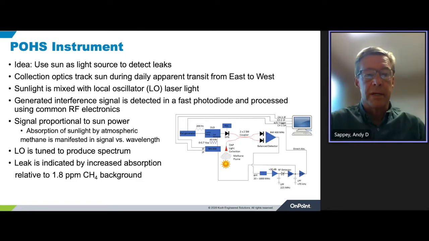That signal's collected and averaged in a computer to create a spectrum. The signal that we measure is proportional to the sun power, so anything in the atmosphere that absorbs sunlight is going to change the amount of sunlight hitting the detector, and if you tune the laser, you basically end up developing a normal spectrum. The local oscillator is tuned to produce the spectrum, and a leak is then indicated by increased absorption above the expected background, which is about 1.8 parts per million.